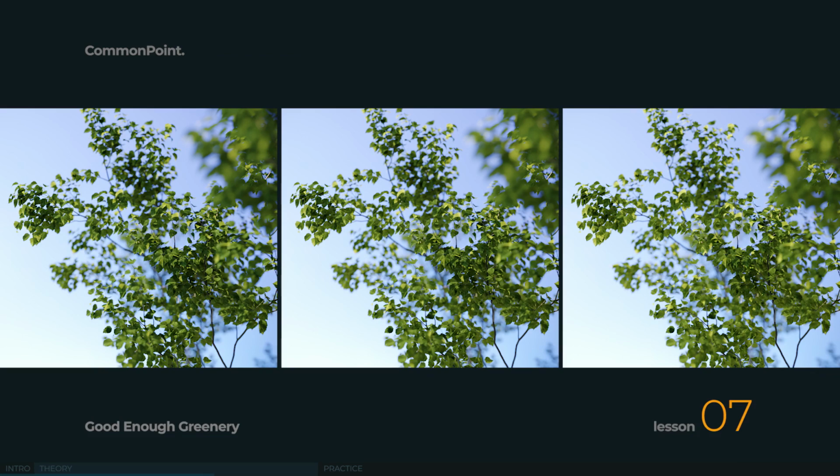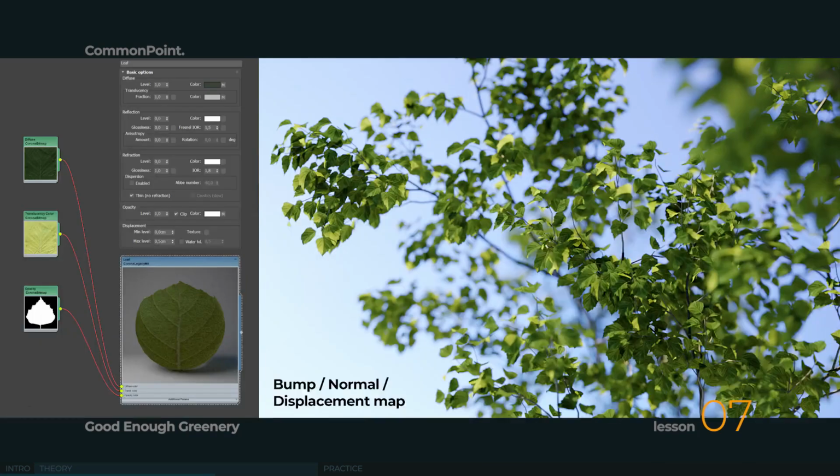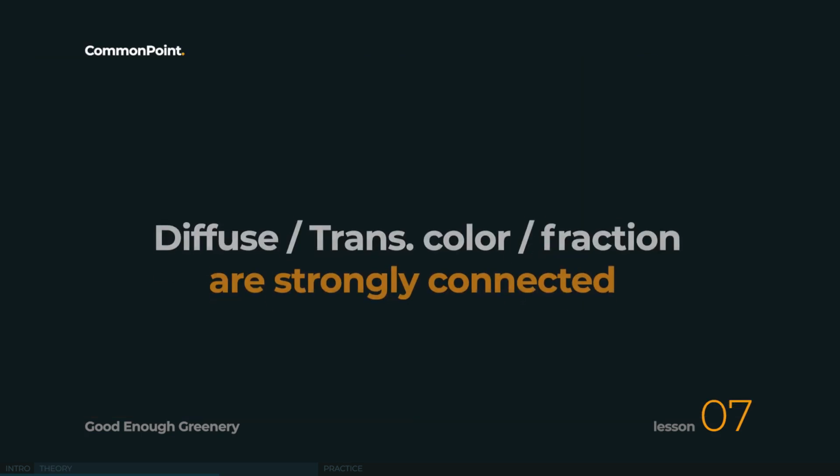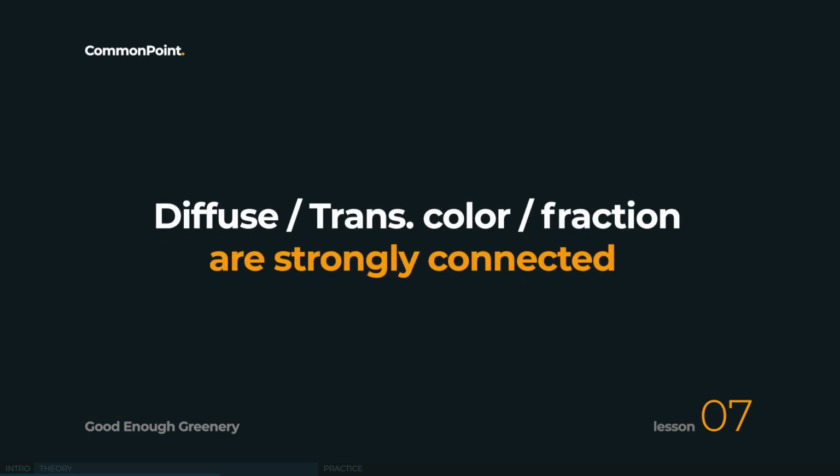We also have a texture plugged into translucency color, which is always brighter and slightly yellowish. Keep in mind that it will be added to the diffuse color. It will be forced when the light passes through from behind and the material turns more translucent. So diffuse color, translucency fraction, and translucency color are connected.